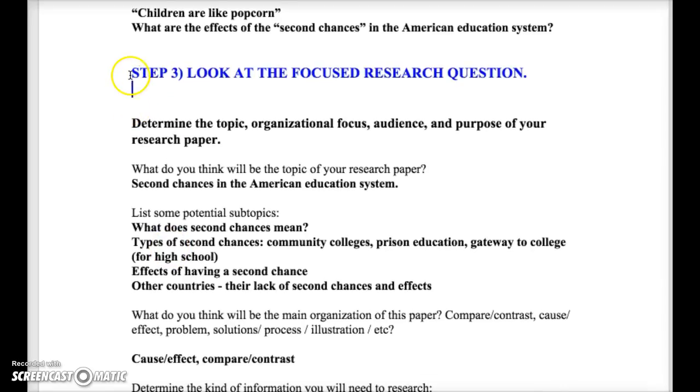So the next thing that you need to do is examine your focused research question and go a little bit more in depth just to get you initially organized. You're not even writing yet. You're not even researching, you're just starting to think about the layout of your overall research paper. So first, you want to determine the organizational focus, you want to determine the audience, and the purpose. Why are you even writing this? So the topic I've written, it's going to be about second chances in the American education system.